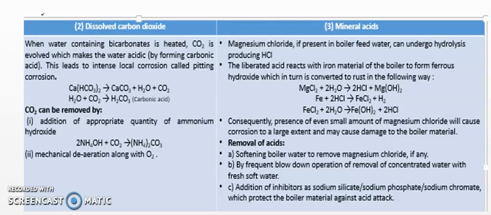Now, how can we remove mineral acids from water? First is by the use of soft water. Second is frequent use of blow down operation for the removal of concentrated water with fresh soft water. Third is addition of inhibitors like sodium silicate, sodium phosphate, sodium chromate. It protects the boiler material against acid attack.